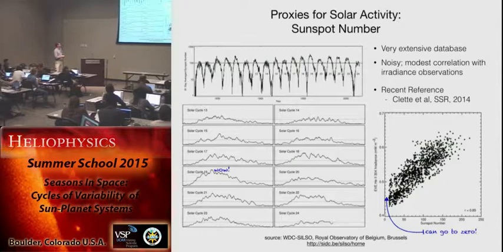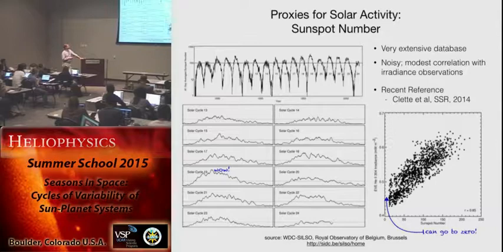But our primary goal in looking at the sunspot number is to use it as a proxy for solar activity so we can extend these 304 observations. This is a great data set because it's very extensive. It goes back to the 1830s or so, or even earlier than that. But it is rather noisy, and it has only a modest correlation with irradiance observations.